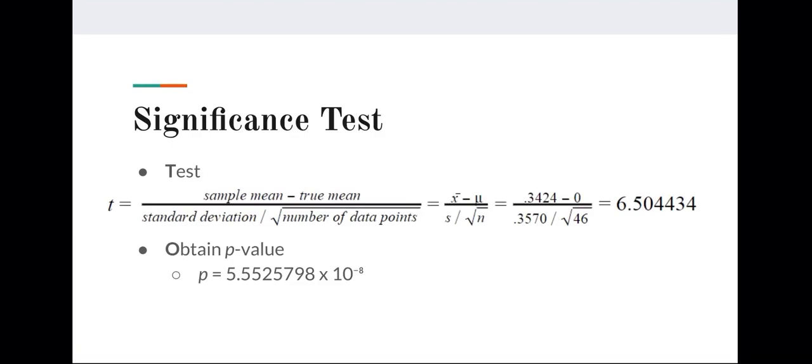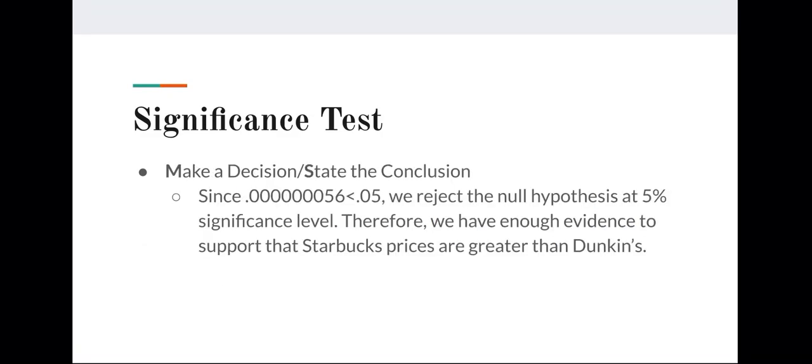For our t-test, we subtracted the true mean from the sample mean and divided that over the standard deviation over the square root of the number of data points. Once we filled that in with our statistics information, we got a final answer of 6.5044. Then we calculated the p-value by using the t-test function on the calculator using our gathered statistics, and we got a value of 5.5526 times 10 to the negative 8. Since our p-value is less than 0.05, we reject the null hypothesis at the 5% significance level. Therefore, we do have enough evidence to support that Starbucks prices are greater than Dunkin's.